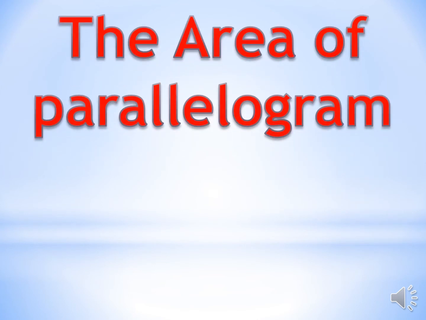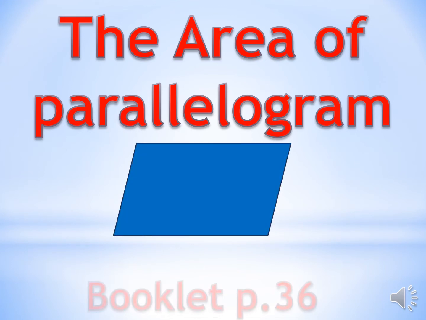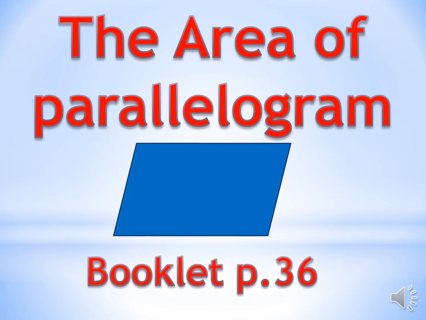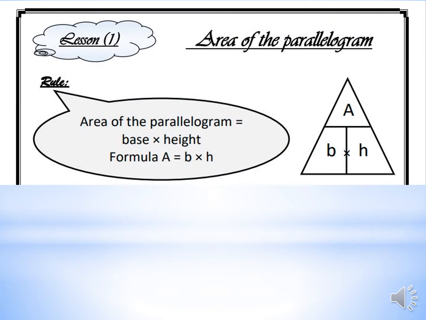Let's take the area of parallelogram. Booklets, page 36. The area of parallelogram equals base times height. This is our rule. Our rule is base times height. And I can write it as the formula A equals B times H. B stands for the base, H for the height, and A for area.